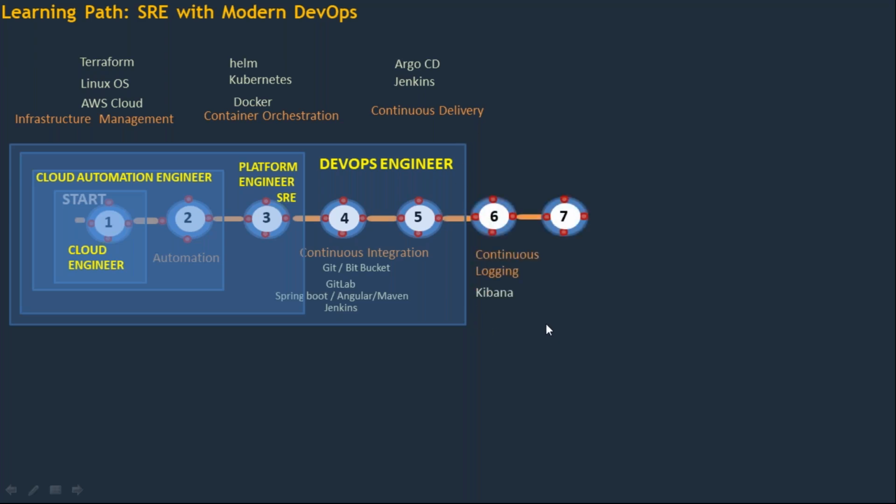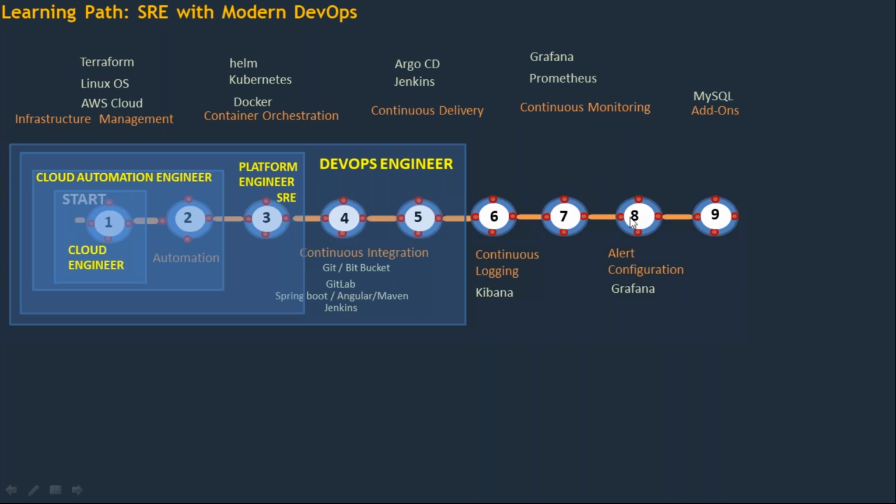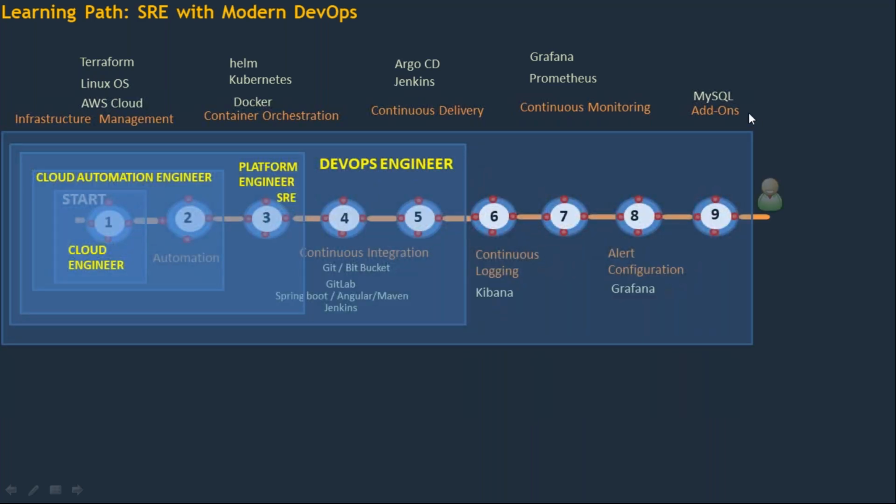Then we'll talk about the monitoring and logging tools like Kibana, Prometheus, Grafana, right? And some additional skills like databases. That's where you will become the complete DevOps engineer, with all the mandatory independent tool set as well. So with that, you will get the technology stack.